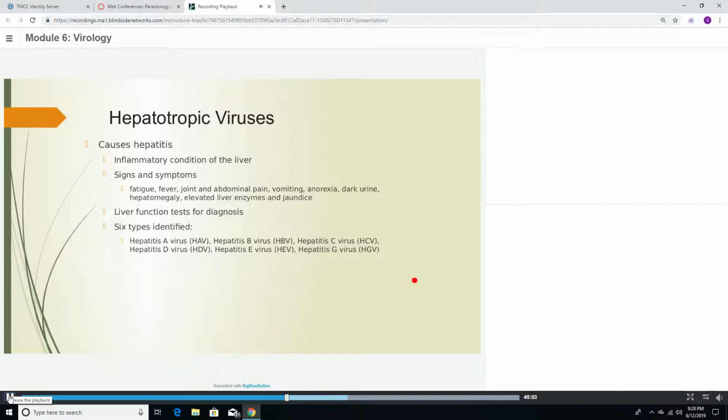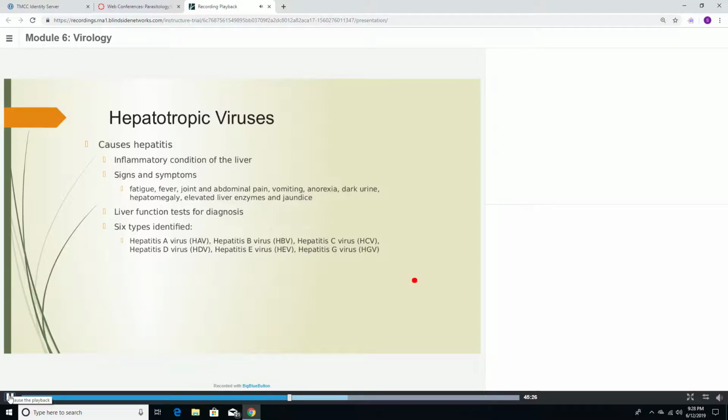So hepatotropic viruses are viruses that cause hepatitis, or an inflammatory condition of the liver. Signs and symptoms associated with these viruses are going to be fatigue, fever, joint and abdominal pain, vomiting, anorexia, dark urine, hepatomegaly, which is an enlarged liver, elevated liver enzymes, and jaundice.